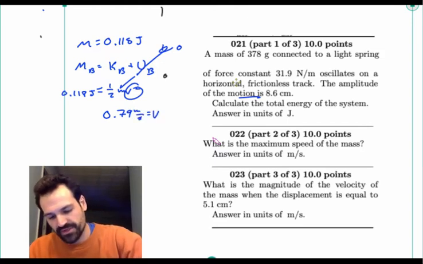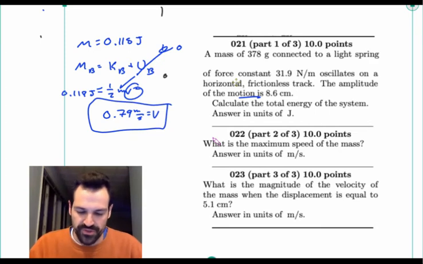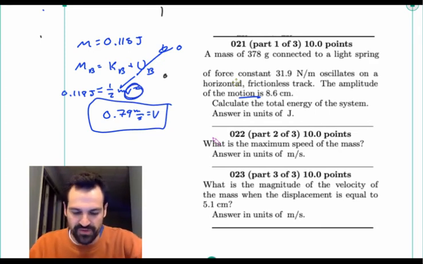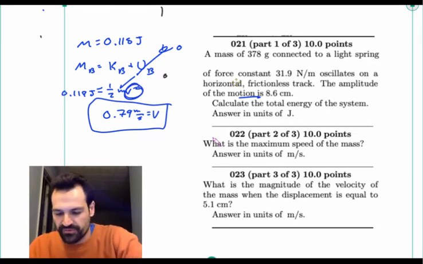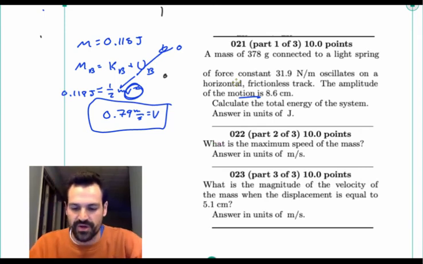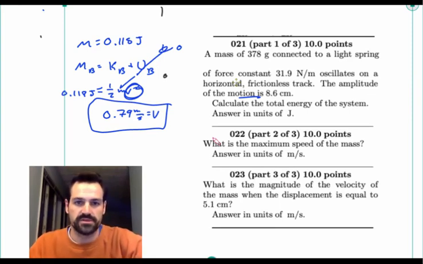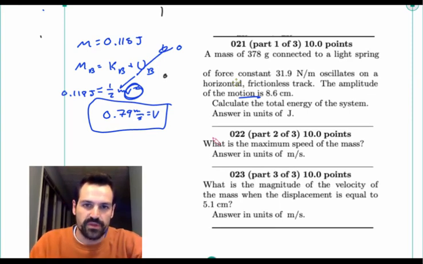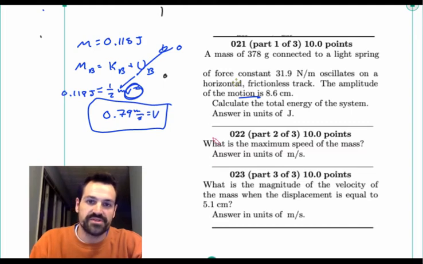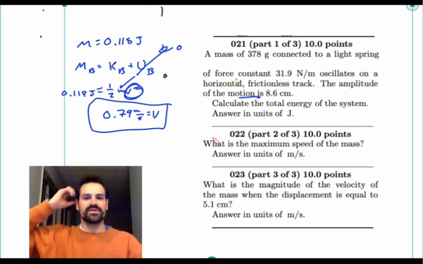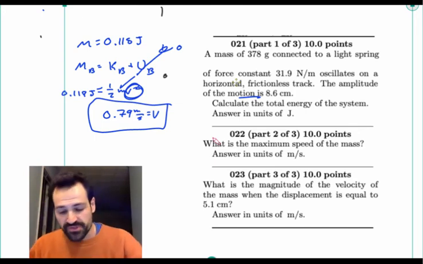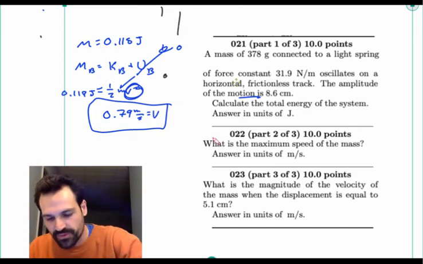When you're doing that calculation, please make sure that you're taking the square root at the end of everything, and make sure that you're converting your mass of 0.378 grams to kilograms, or divide by 1,000. Looking at 23, what is the magnitude of the velocity when the displacement is 5.1 centimeters?